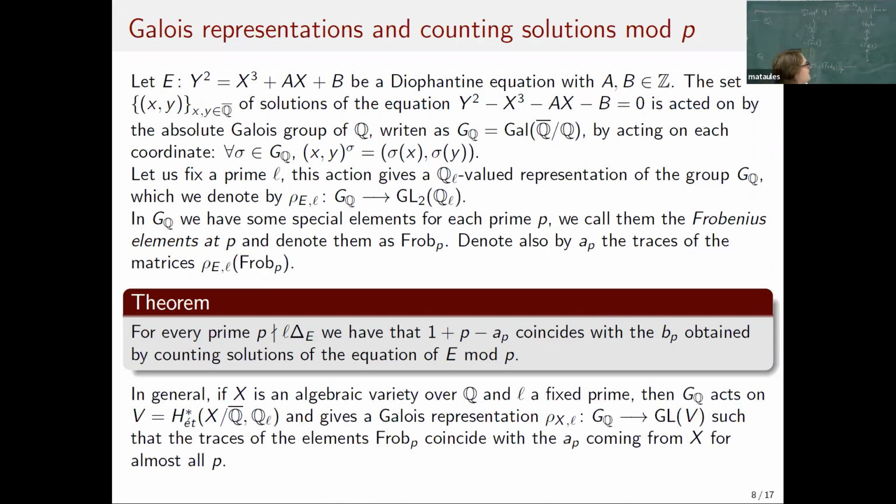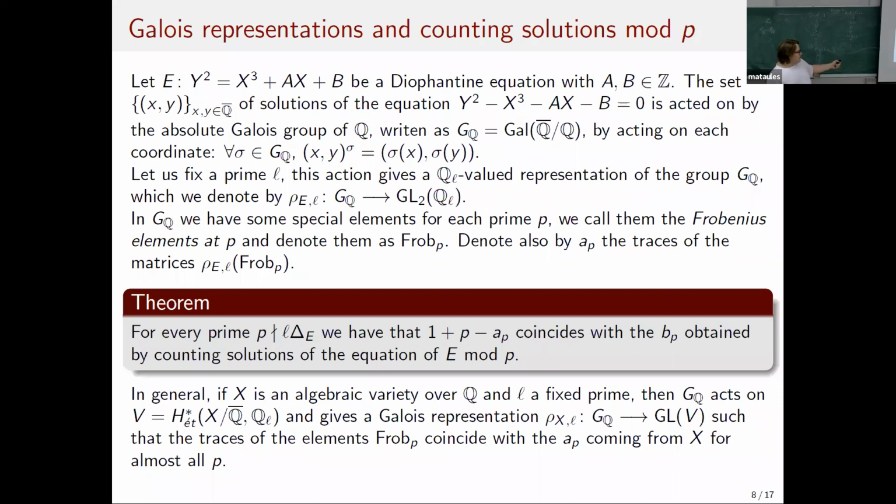And this works in general, not only for this Diophantine equation. In general, if you have an algebraic variety over Q and you fix a prime, then the absolute Galois group acts on the etale cohomology, and it gives a Galois representation, and the traces of the Frobenius coincide with the a_p's coming from the equation.